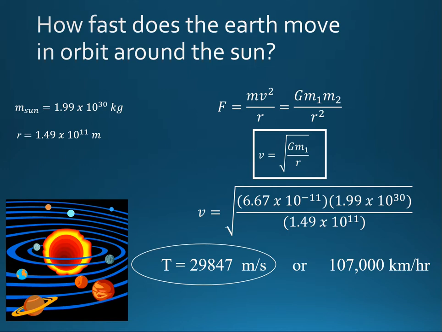Now, it's also interesting to note in this equation, v equals square root of Gm1 over r, that m2, the mass of the orbiting object, is not included here at all, which means it's not relevant to calculating velocity. So the velocity of an object orbiting a different object will only depend on the mass of the orbited object and its radius, or distance between the object orbiting and the object being orbited. The mass of the object doing the orbiting actually doesn't affect anything at all.